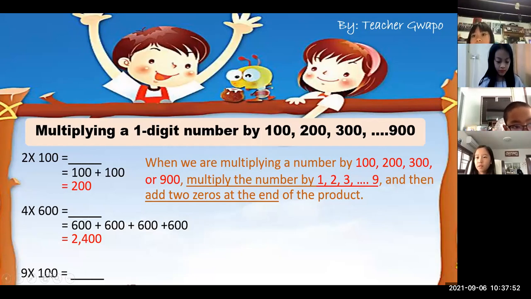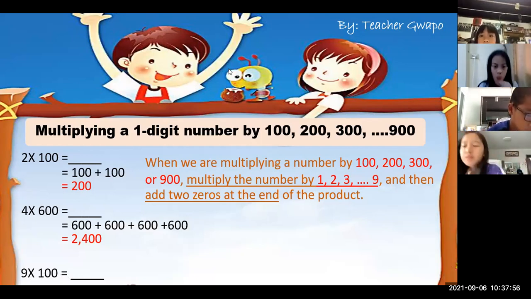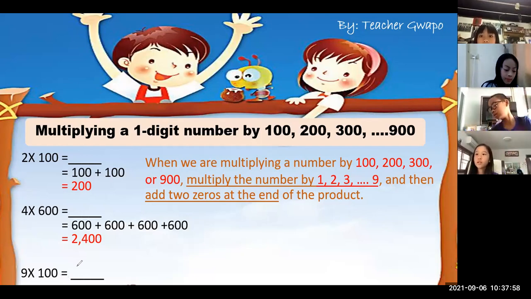9 times 1 is equal to 9. So we will write the number 9 here, okay? 9 times 1 is 9, right? So if we multiply these two numbers, 9 times 1 is equal to 9.